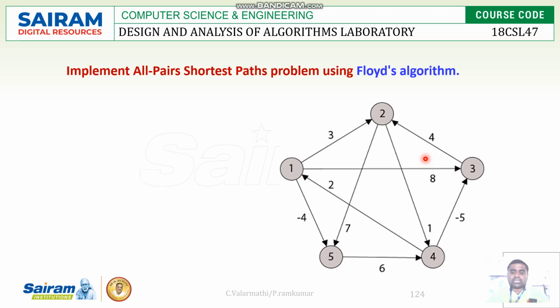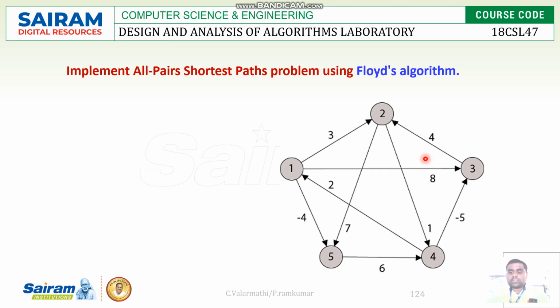When we look at this graph, it is a fully connected graph because 1 is directly connected with 2, 3, 4, 5. Likewise, 2 is also connected with 1, 3, 4, 5. 3 is connected with 2, 1, 4, 5. 4 is connected with 3, 2, 5, 1. 5 is connected with 1, 2, 3, 4. So, all the vertices of this given graph are connected with each other.